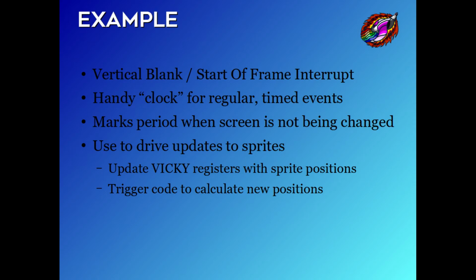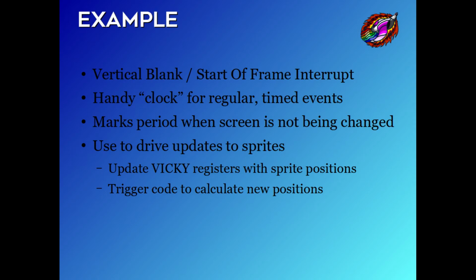So it's a way of getting somewhat smoother animation. So what we're going to do is update our code to use that to drive the updates to the sprites. To actually change the hardware register in Vicky for where a sprite is located, we're going to do that in the interrupt handler for a vertical blank interrupt. And we can also use that to trigger the code to calculate our new positions.